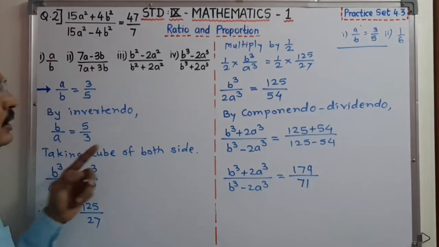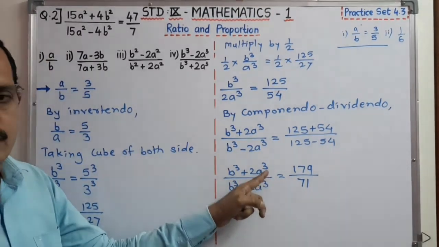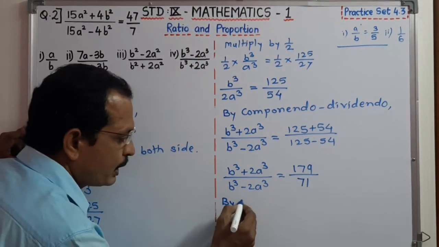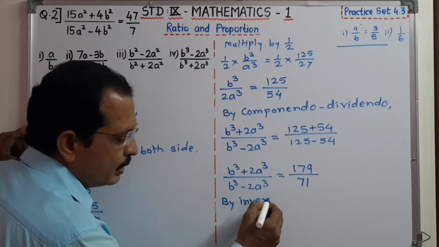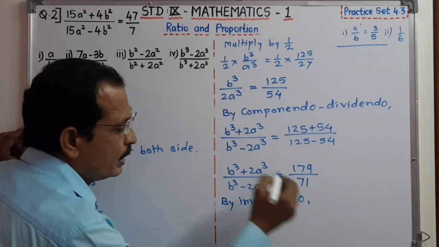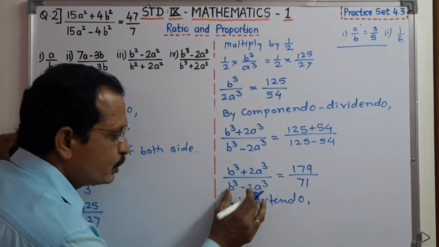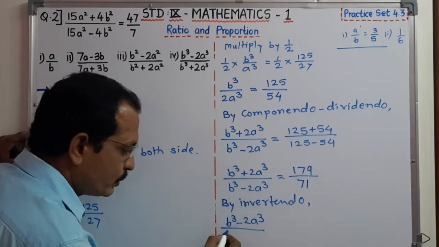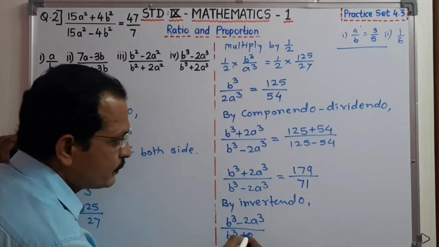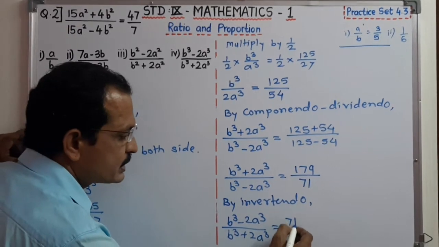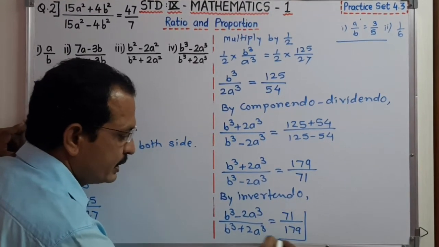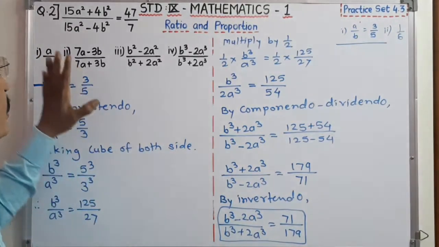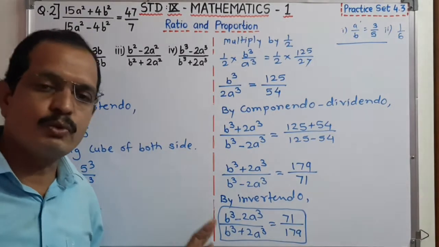Now, dear students, see here, b cube plus 2a cube, but we require b cube minus 2a cube. Therefore, again here we have to apply invertendo, and we got here this b cube we have to take on this side, that is b cube minus 2a cube, and this we have to write here b cube plus 2a cube is equal to 71 upon 179. In this way, dear student, we completed question number 2 from practice set 4.3.